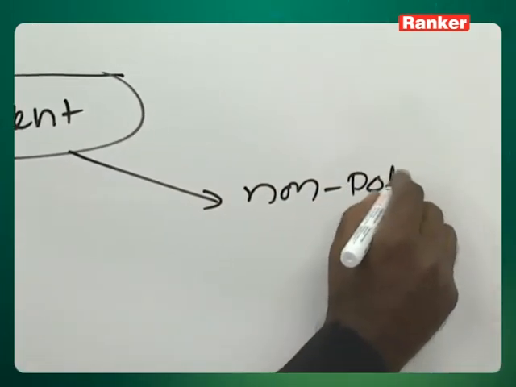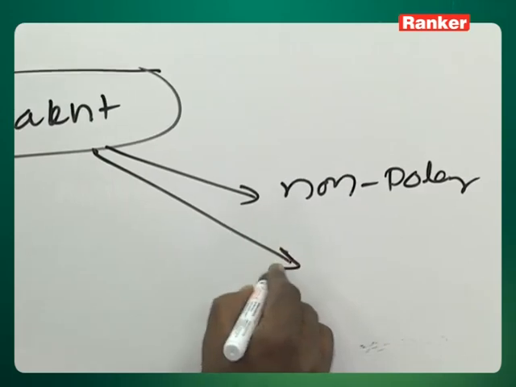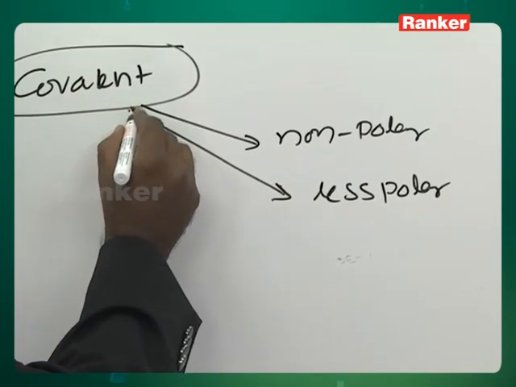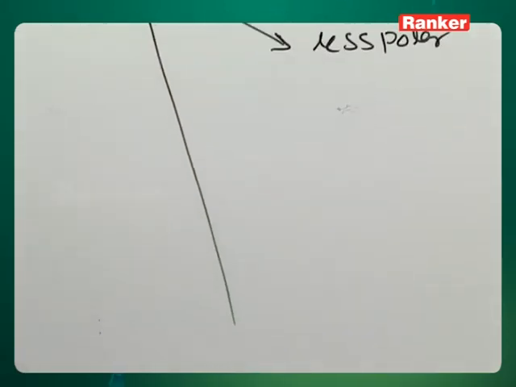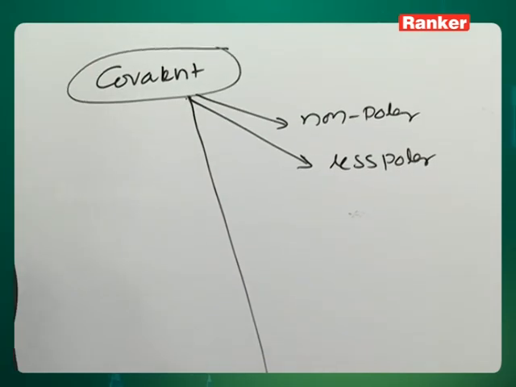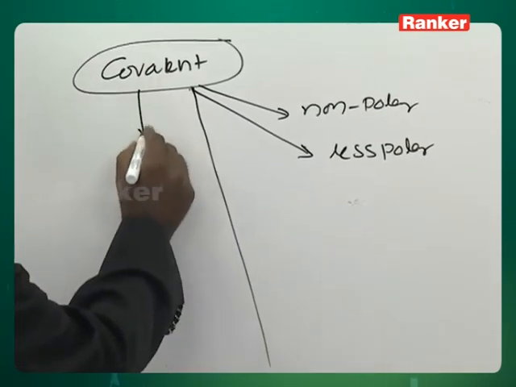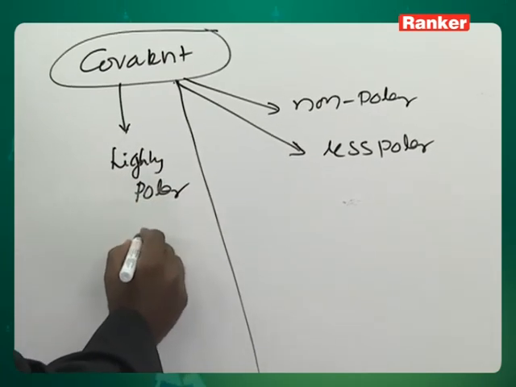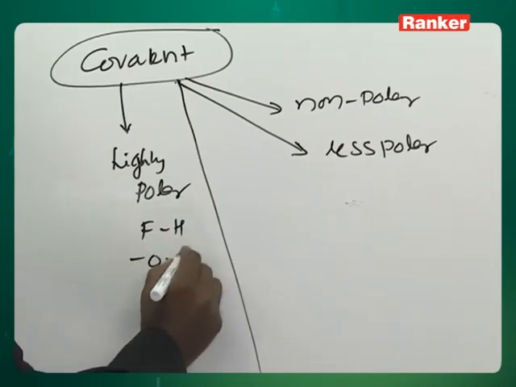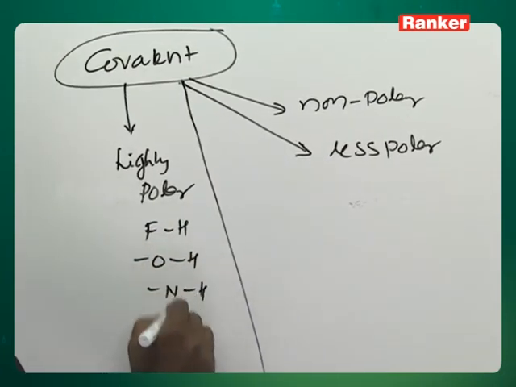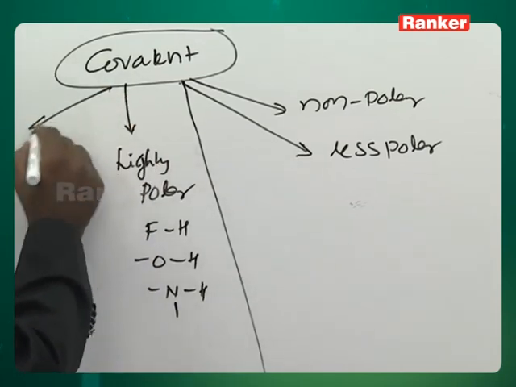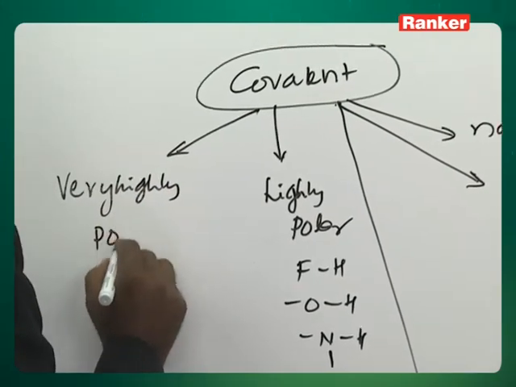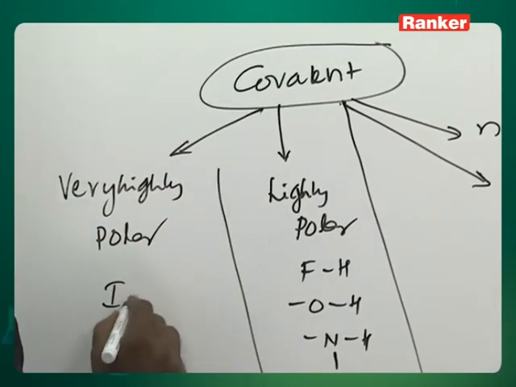Non-polar, less polar, less polar means polar. These are one variety of molecules. Non-polar molecules, less polar molecules, and highly polar molecules: FH, OH, and NH bonds, and very highly polar, as in the case of an ionic bond.